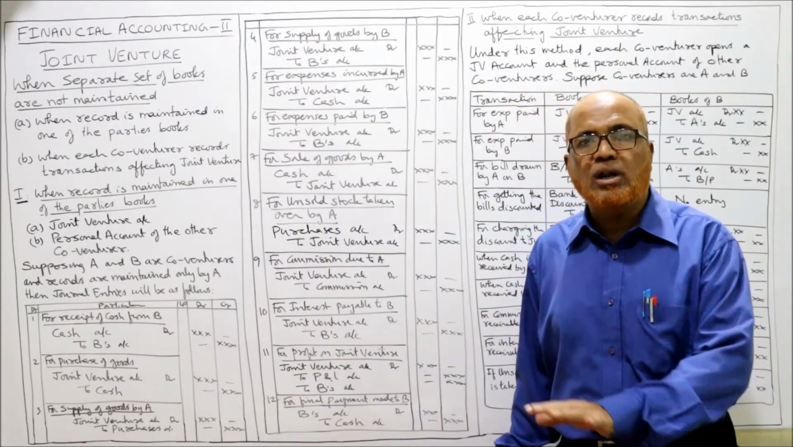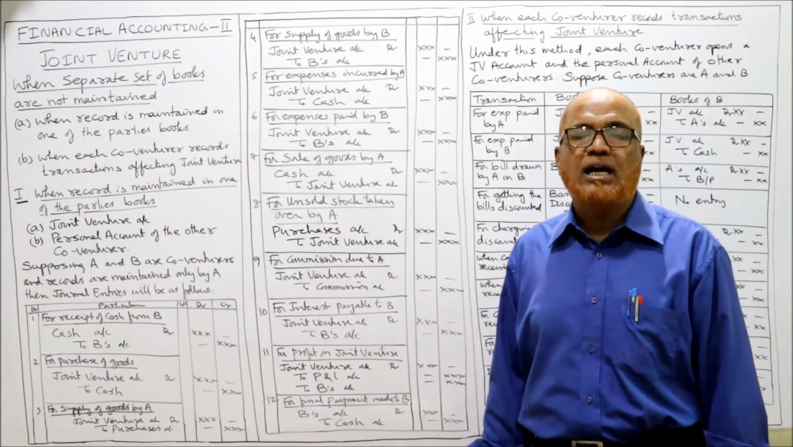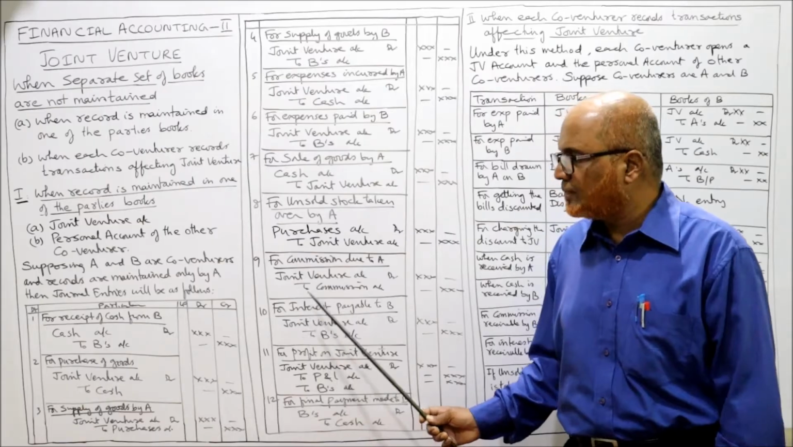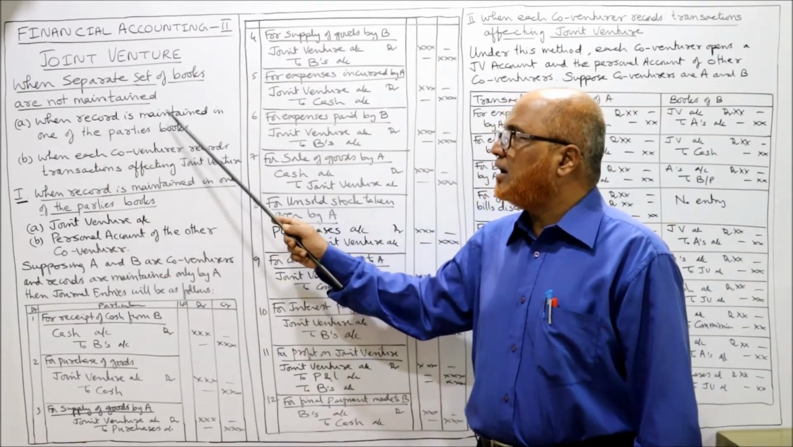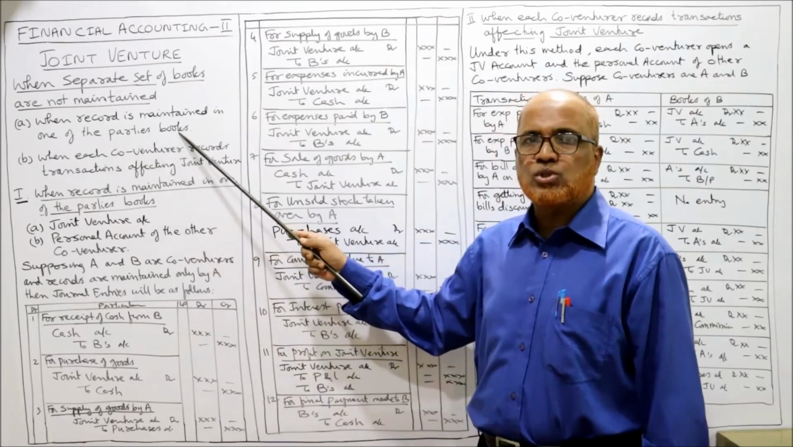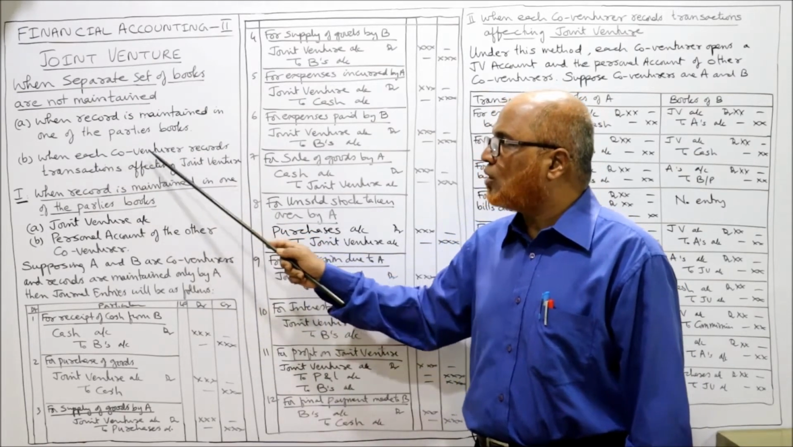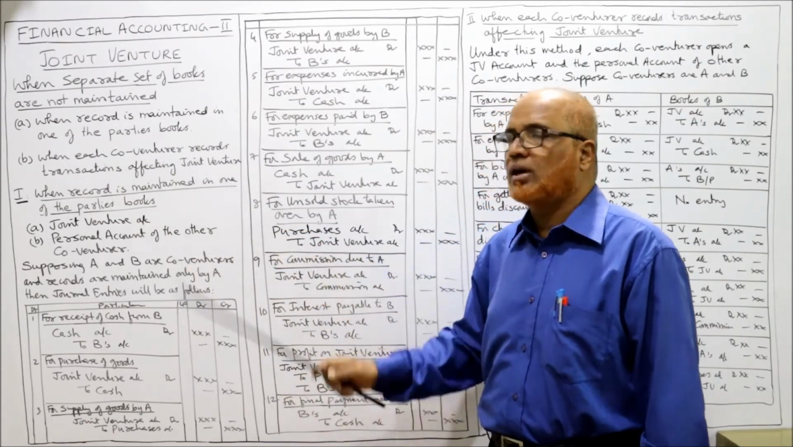Easily we can solve the problem. No difficulty in understanding the problems if you watch this. So we have completed the first part, when record is maintained in one of the parties' books. Now we'll come to the second, when each co-venturer records transaction affecting joint venture.